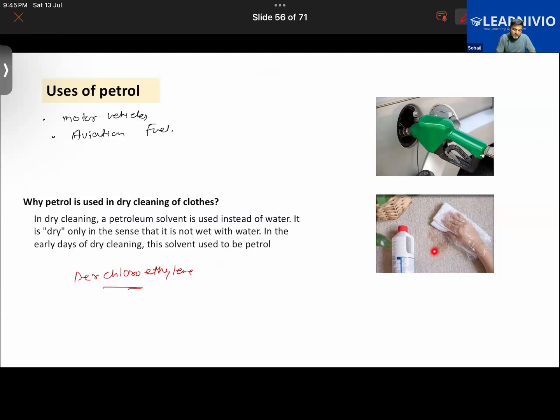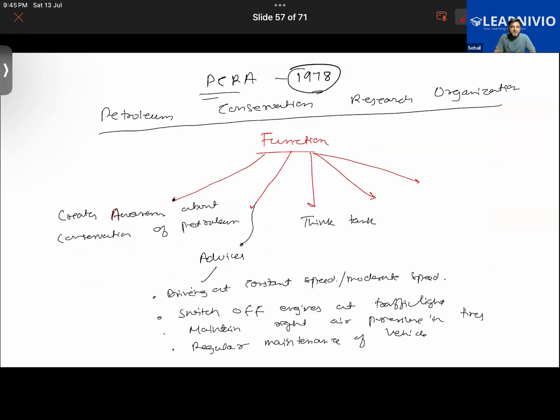Earlier, petrol was usually used for dry cleaning, but today another chemical is usually used. Anyways, then we learned about this PCRA organization also. So what is the PCRA organization? Yes, Aisha, you explain this. We did learn about this in the previous class. Explain its role and what its function is.